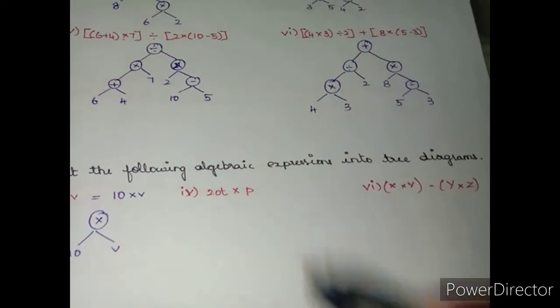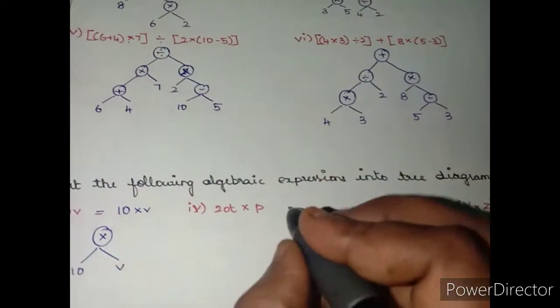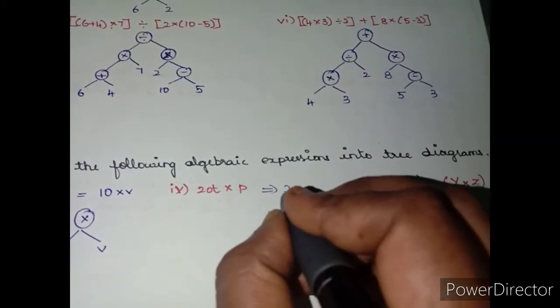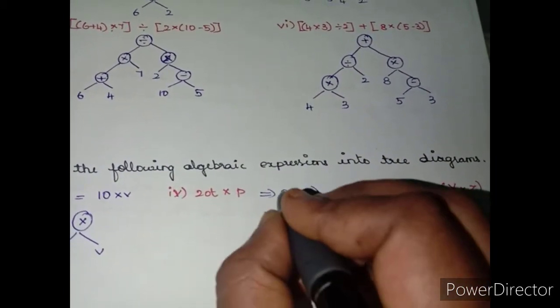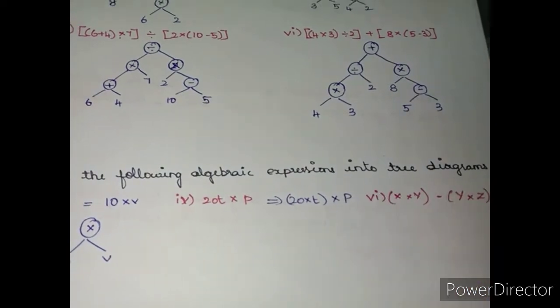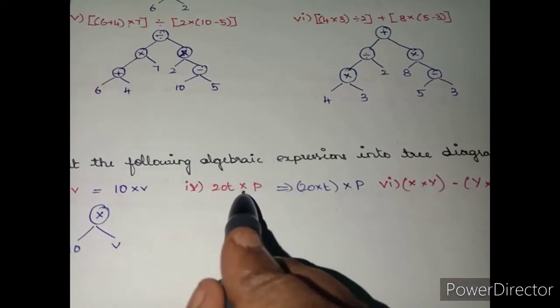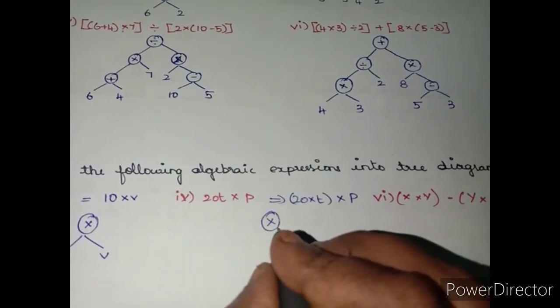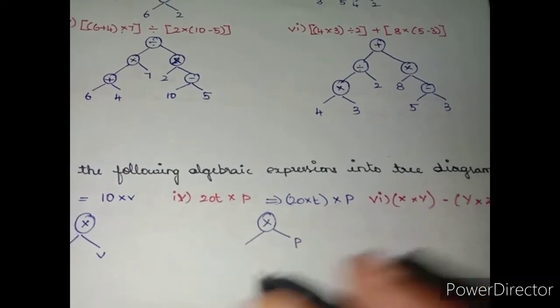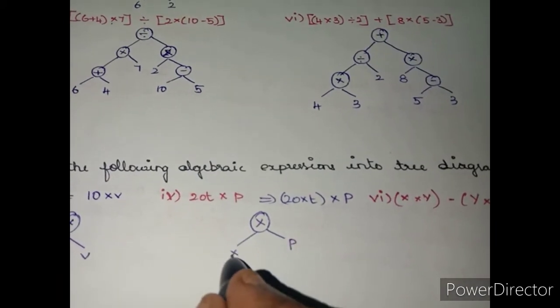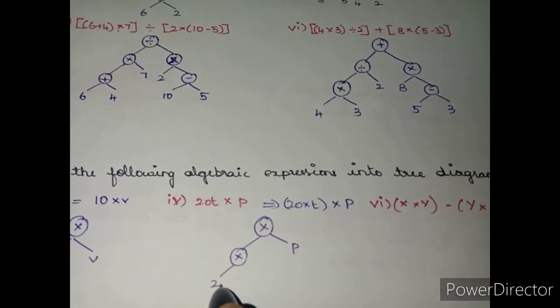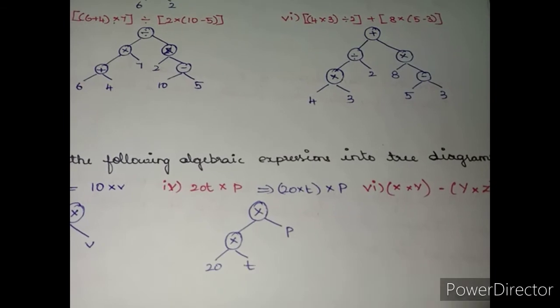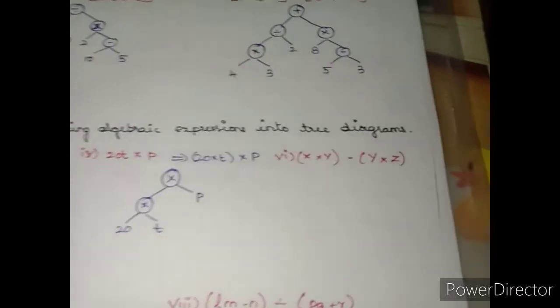20t into p. So 20t is nothing but 20 into t into p. Okay. First, what is the major operation? It is multiplication. P. Again, we have one more multiplication. 20 and t. Okay. See the next one.